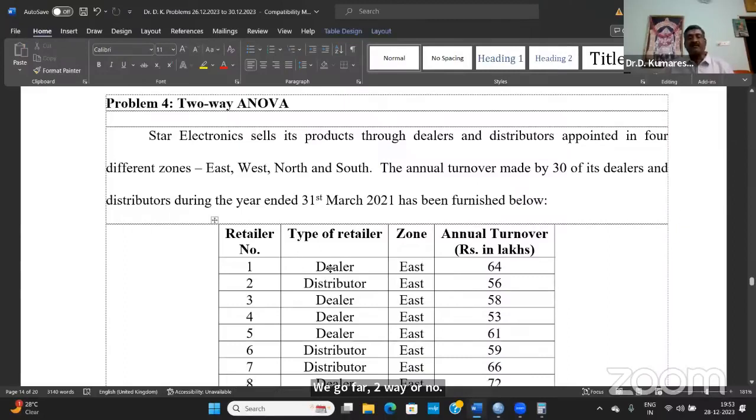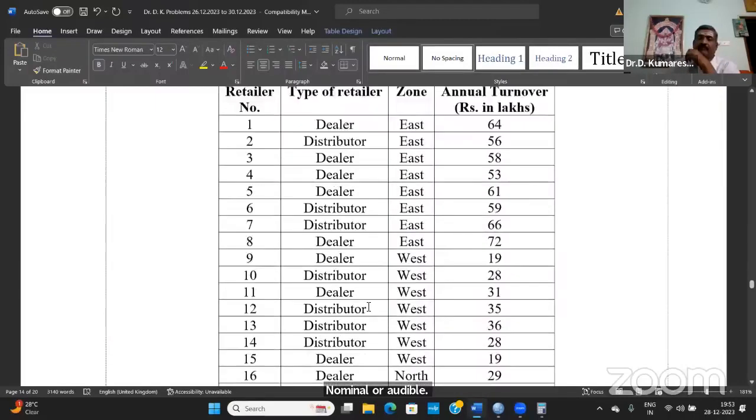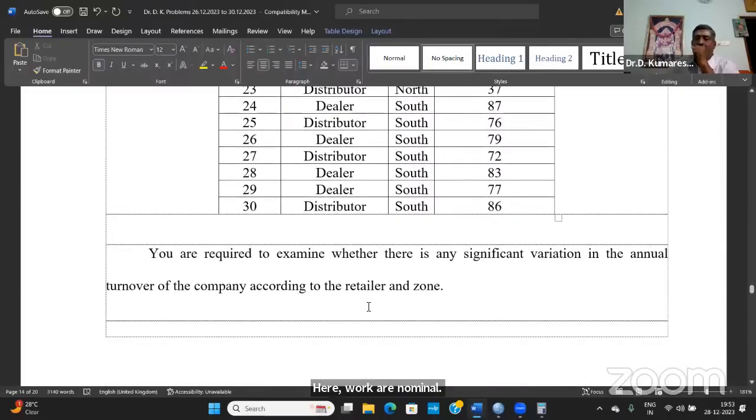See here, type of retailer is given as categorical data. That is nominal. Zone is also nominal. I told you, it may be nominal or ordinal. Here both are nominal. Now question.